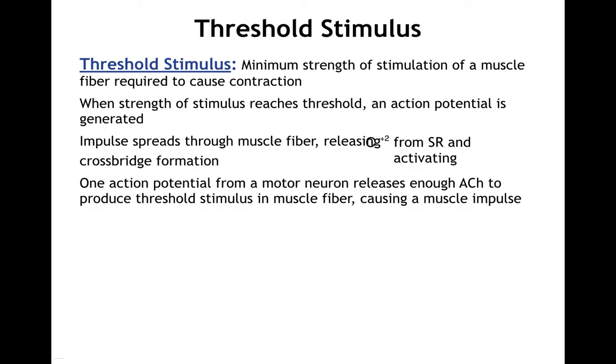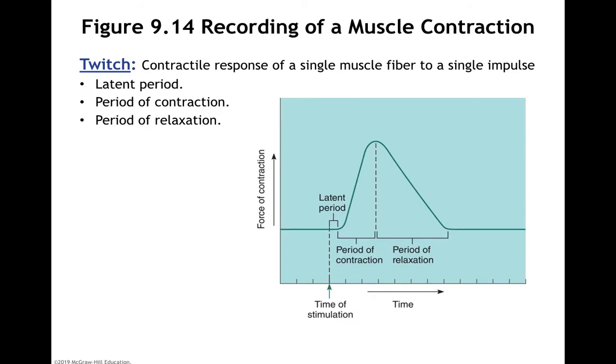Once that action potential from a motor neuron releases enough acetylcholine to produce the threshold stimulus, you get a muscle impulse. So the short way to say this is it's an all or nothing phenomenon. You get a contraction or you don't get a contraction. If you reach the threshold, you will get a contraction.